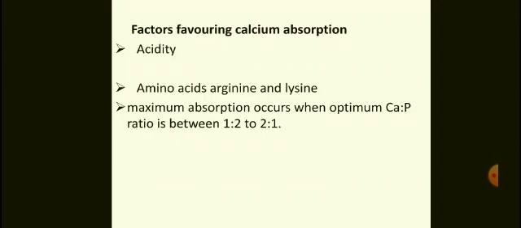Other factors favoring calcium absorption is the acidic pH. Then amino acids such as arginine and lysine also increase calcium absorption. Maximum absorption of calcium occurs when the optimum calcium to phosphorus ratio is between 1:2 to 2:1, and this optimum ratio can be provided by milk.